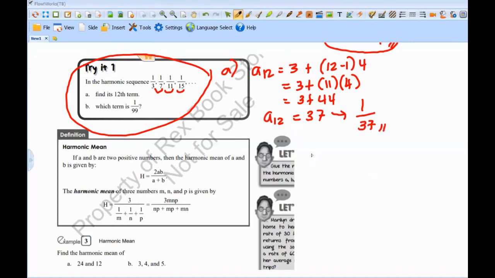Letter B. Sir, it's 47 po. 47. Thank you. And that's 47.